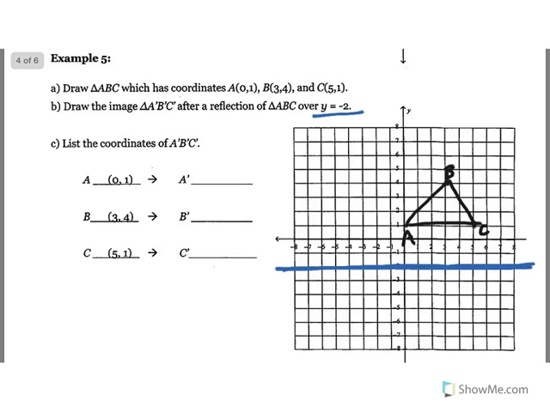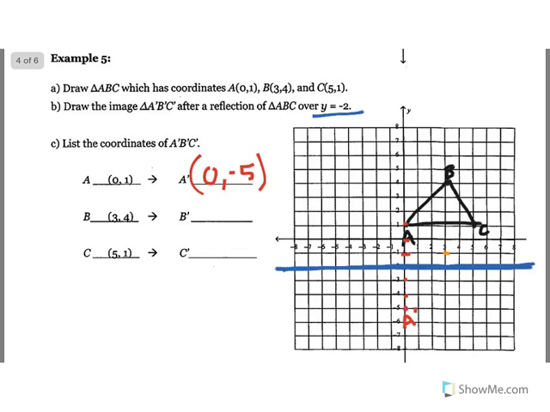So we want to reflect this triangle over the blue line. We're going to do that by counting the amount of spaces it is away from the blue line. So we can start with A, and since A is 1, 2, 3 spaces away, on the opposite side A is going to be 3 spaces away as well. So we're going to plot A prime at (0, -5).